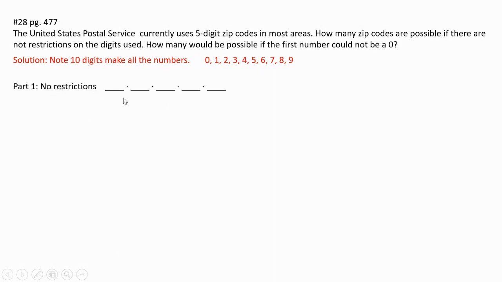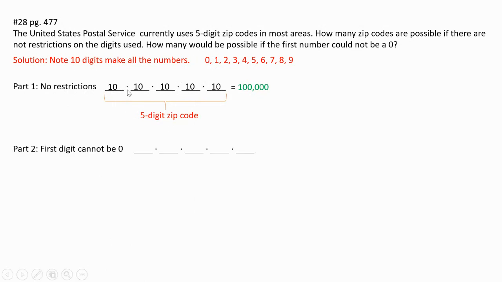So here, no restrictions. Because we have 5 slots because there's a 5-digit zip code. So how many numbers can go here? These are all the digits here, 5-digit zip code. 10 can go there, right? Because any number can go there because there's no restriction. So it'll be 10 times 10 times 10 times 10 times 10. So it's going to be 100,000 possible zip codes.